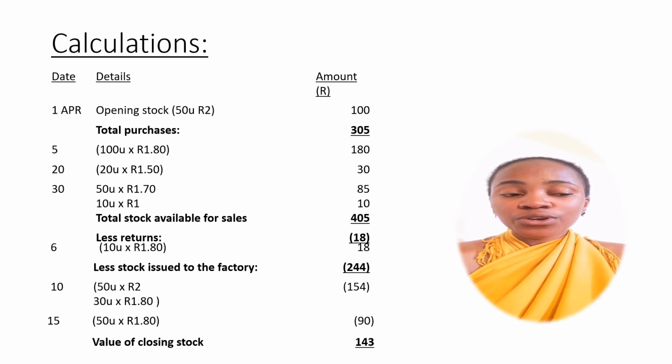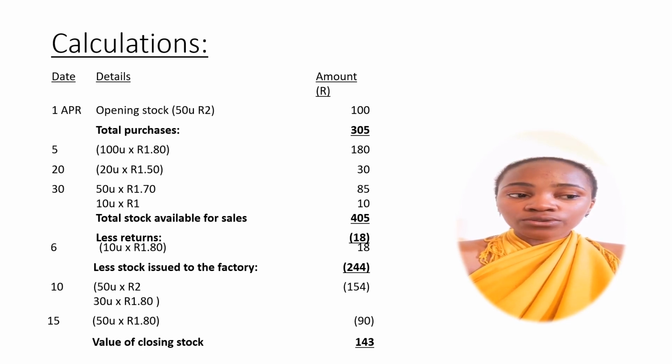Now this 30, we're going to minus it from the units we bought from the 5th, which were 100 units. And then we're going to say 30 units multiplied by the amount of 1 rand 80, because we are minusing those units from the stock we purchased on the 5th, and it was 1 rand 80 cents per unit, correct? The 50 plus the 30 gives us a total of our 80 units, right? Now all in all, it will give us a total of 154 rand.